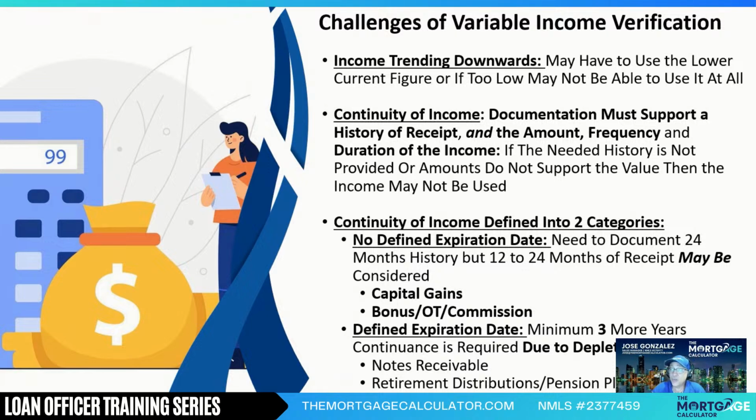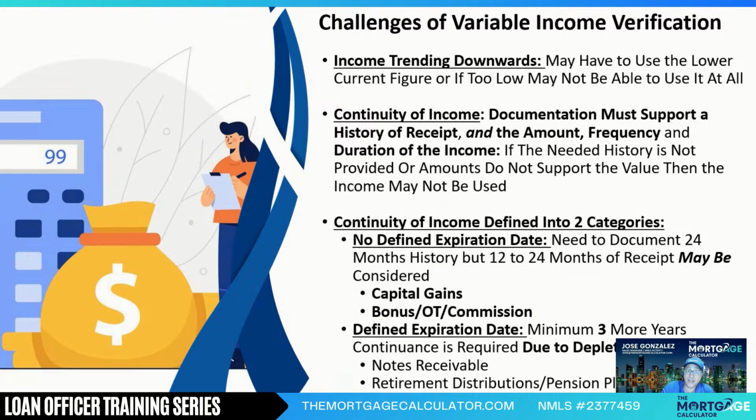Now, continuity of income is defined into two categories. The first category is where the income does not have an expiration date. For income that doesn't have an expiration date, you need to document the last 24 months of history of receipt of that income. But guidelines do state 12 to 24 months of receipt of the income may be considered on a case by case basis.